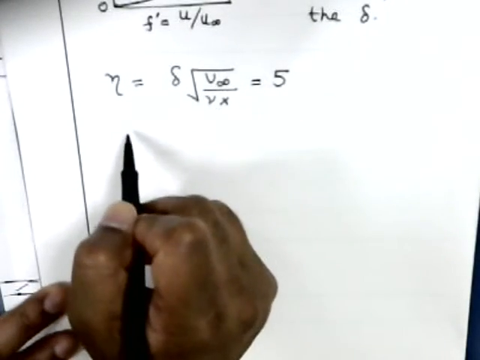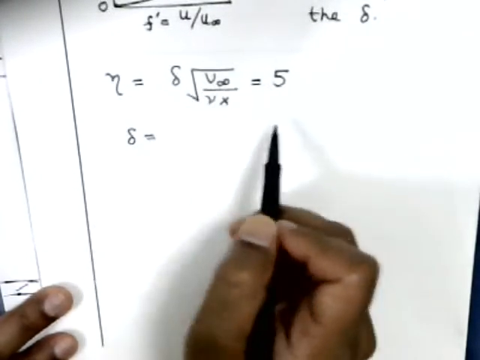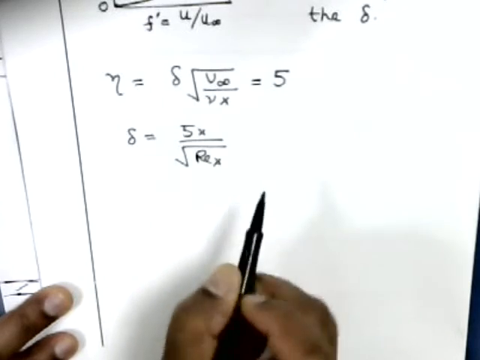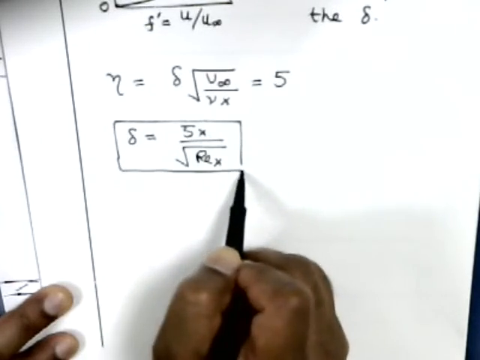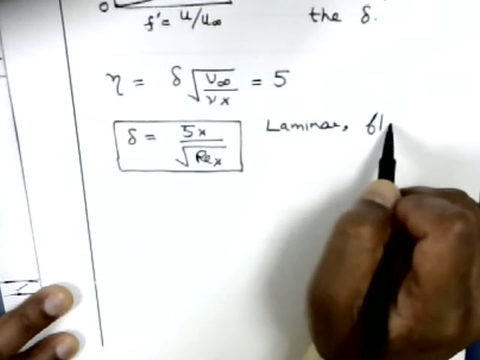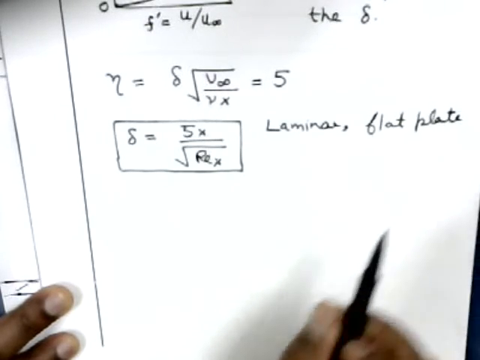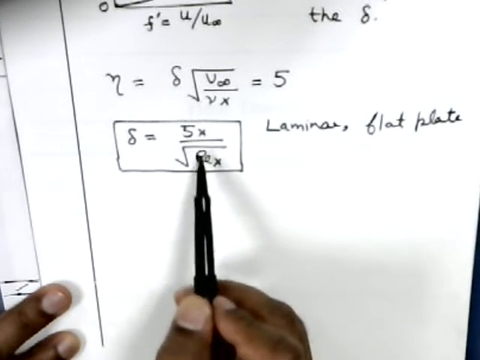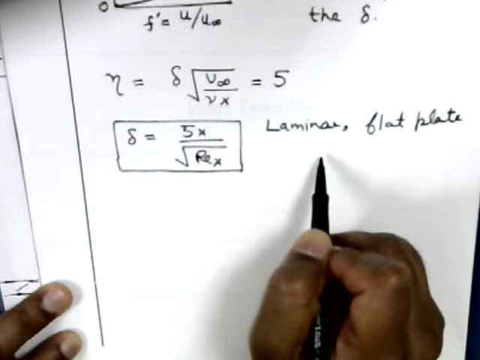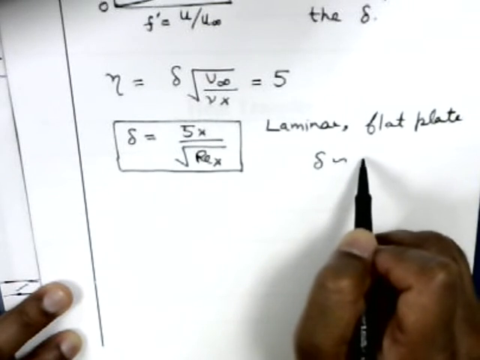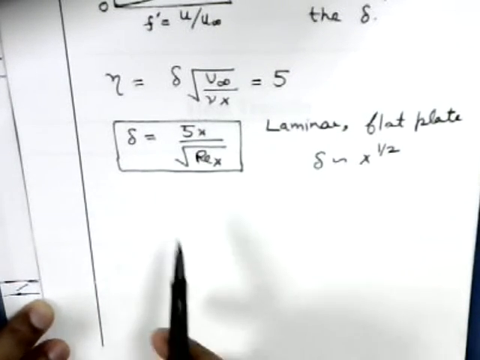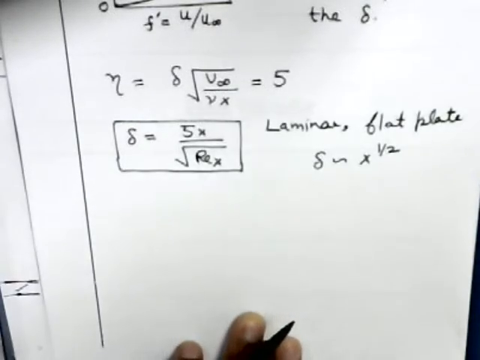And based on this, you can just rearrange this term, and you get delta is 5x over square root of Reynolds number x. This is a very important relation. This is for laminar flow over a flat plate, and it tells us how boundary layer thickness changes with x. You have x here, and in the Reynolds number you have square root of x. So actually you'll get delta is proportional to x to the power half. This is how boundary layer thickness changes, and we also got an expression for the boundary layer thickness.